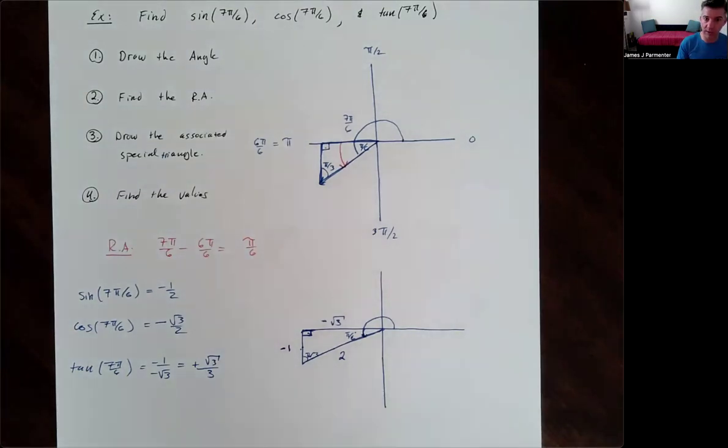We're going to find a shorter way in just a second here. But that's kind of the idea, is that you're just using the special triangles we already have and the reference angle we found, which is going to be one of those special angles, and then using the associated triangle to find the values asked for.